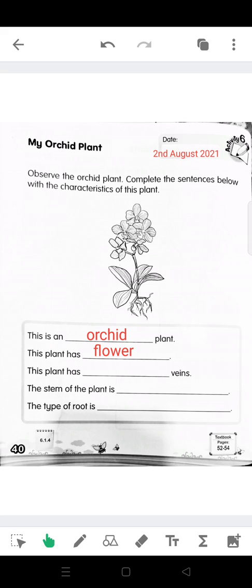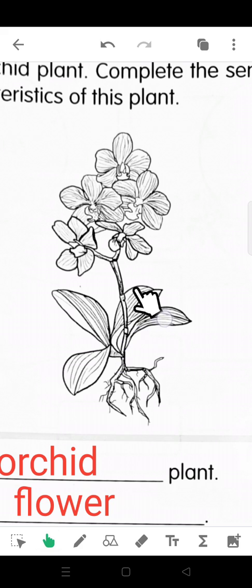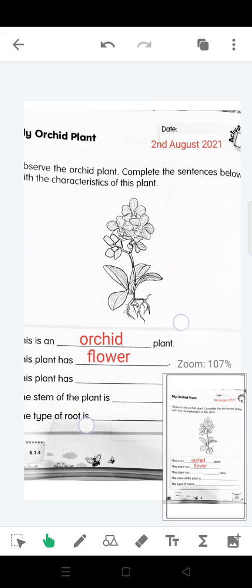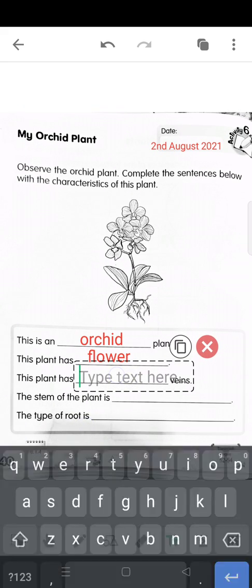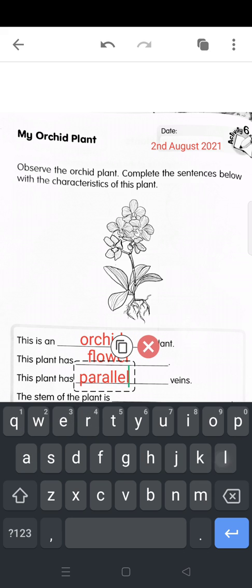Next, let's read the third sentence. This plant has vein. What type of vein does this plant have? Look at the diagram. Look at the vein, the leaves. Is it netted or parallel? Yes, this is parallel vein. So how to spell parallel? P-A-R-A-L-L-E-L. Parallel vein.